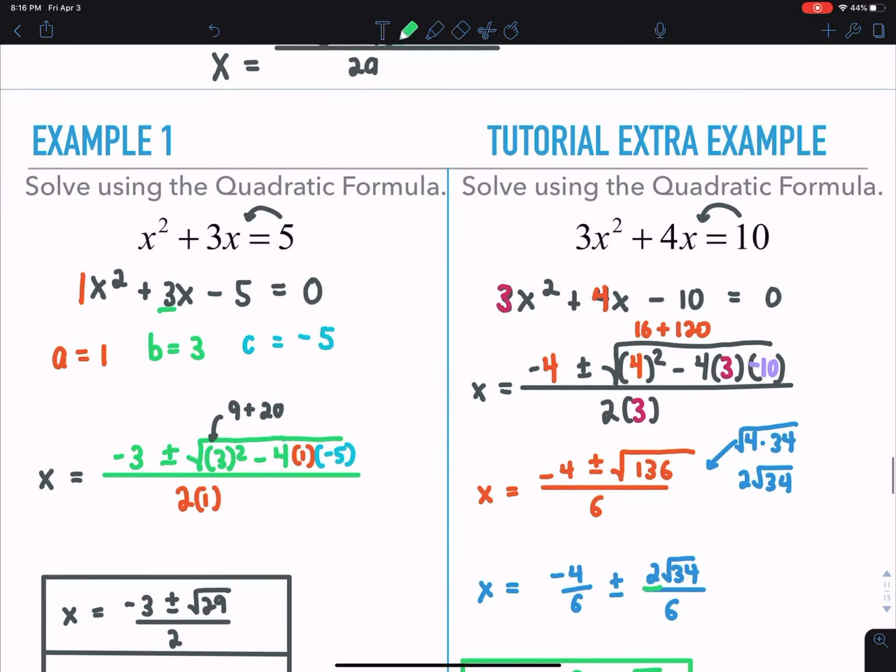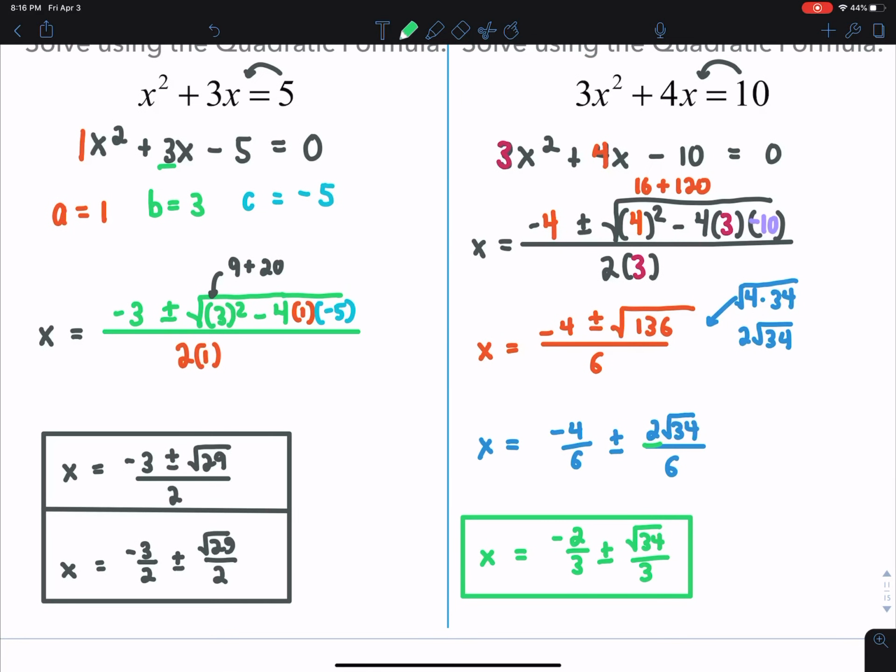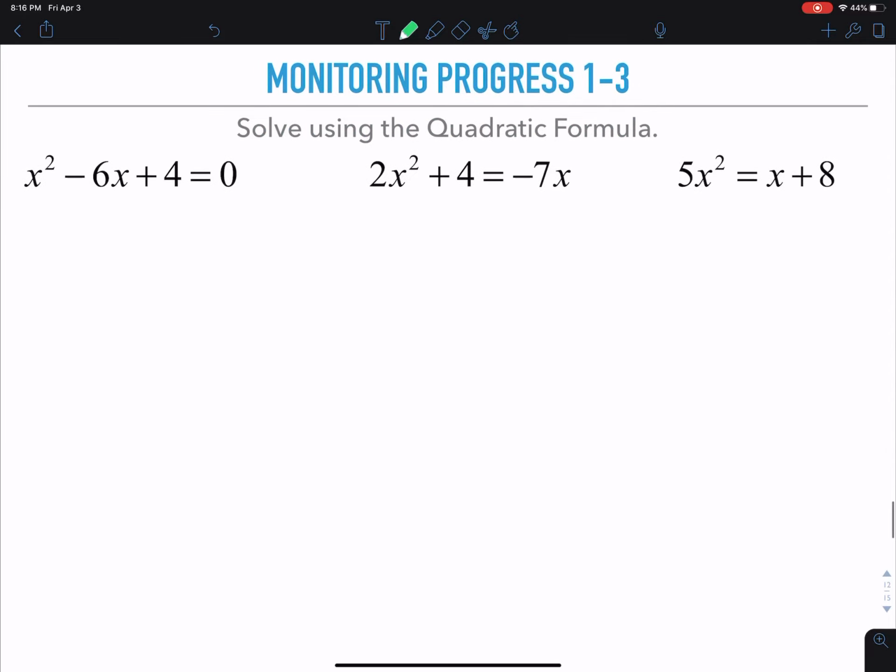So in both of these, for example 1, we got real answers. You can see we didn't end up with the square root of a negative. And we got 2 real answers, negative 2/3 plus the square root of 34 over 3 and negative 2/3 minus the square root of 34 over 3. Those will give you decimal approximations. So there's the monitoring progress questions 1 through 3. For all 3 of them, you should get real solutions, 2 real solutions.